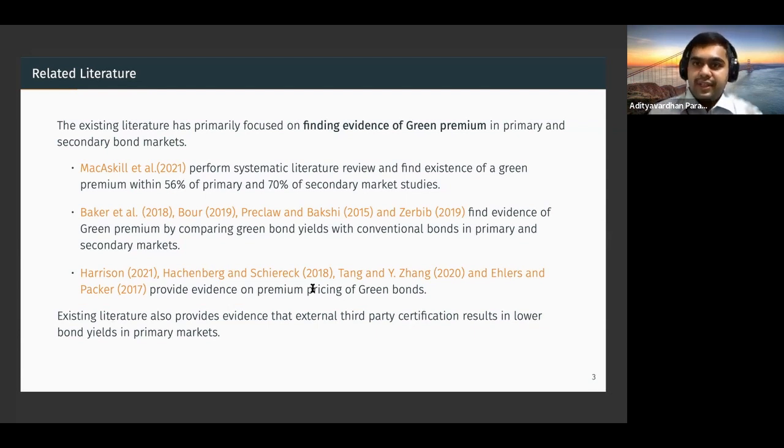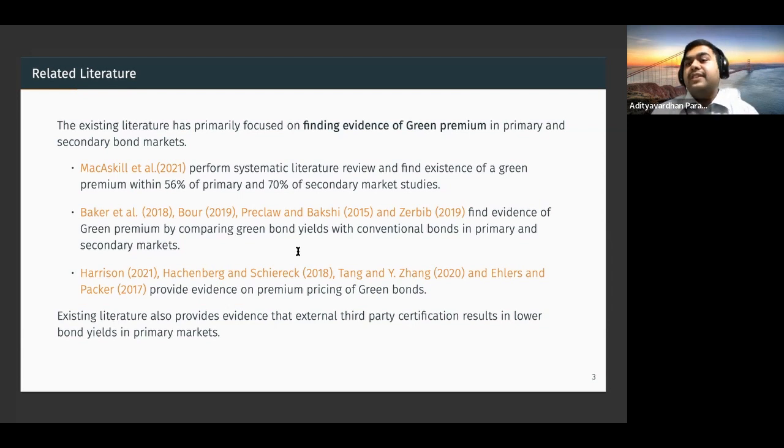The existing literature by these authors suggests that there is existence of green premium in primary markets as well as secondary markets, but they don't really talk about how the greenness of bonds in itself affects the premium in these markets. Further, Harrison, Hachenberg et al. suggest that there is a premium pricing for green bonds. That is, green bonds are issued at higher prices or trade at higher prices as compared to normal bonds in the primary as well as the secondary market.